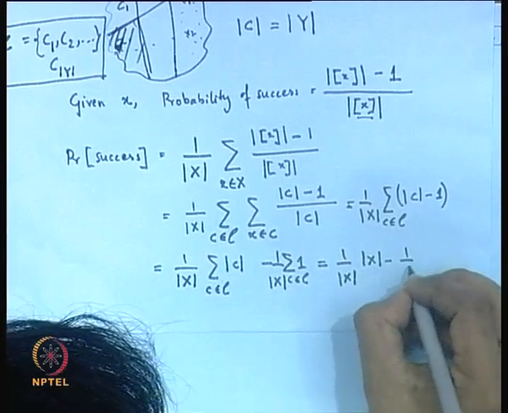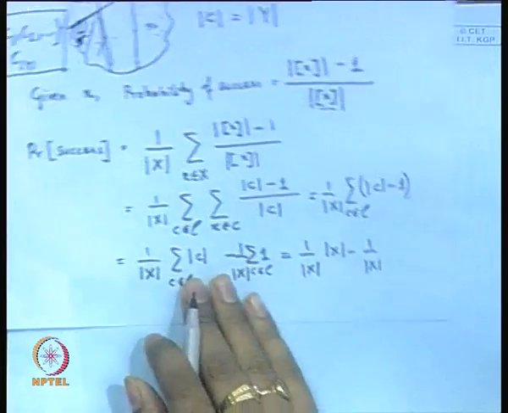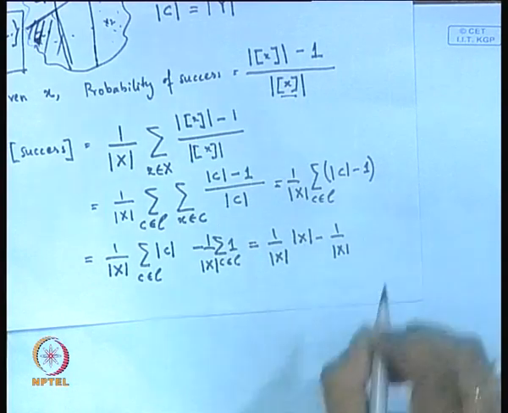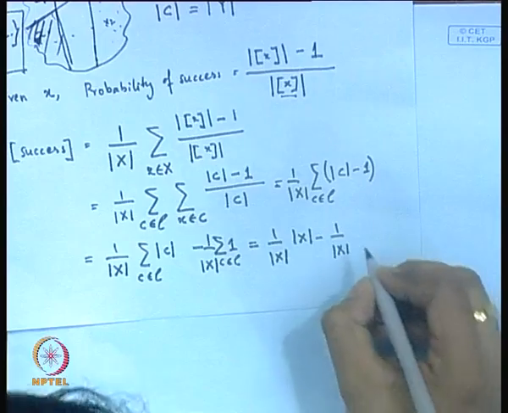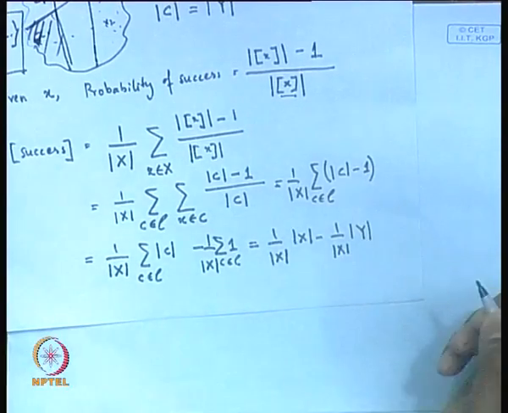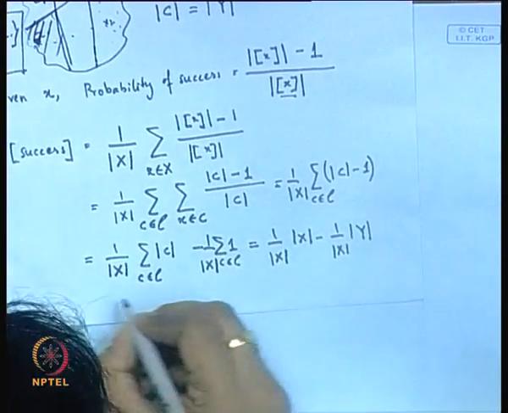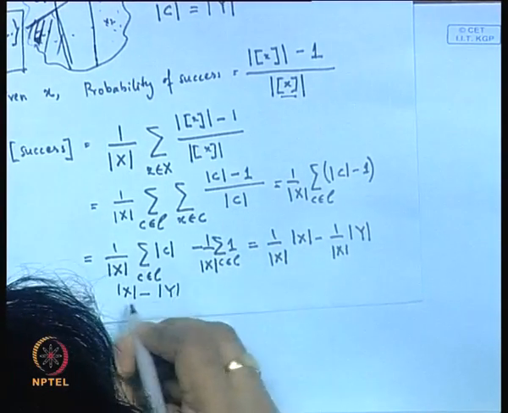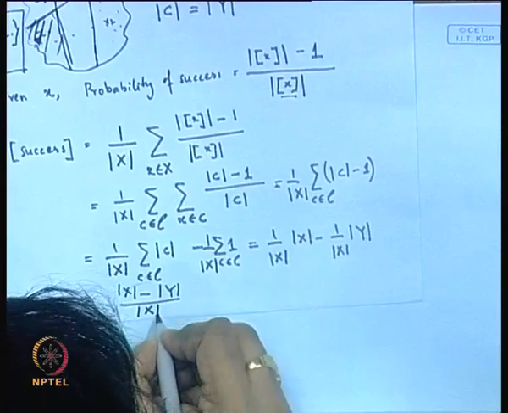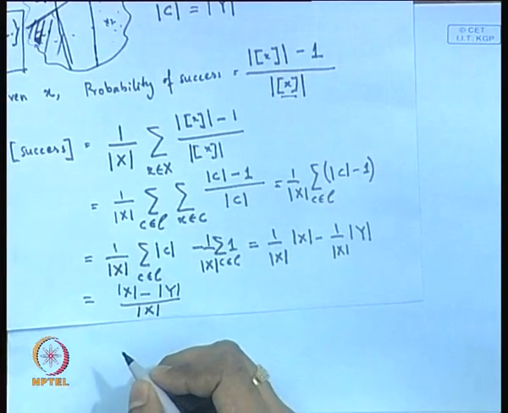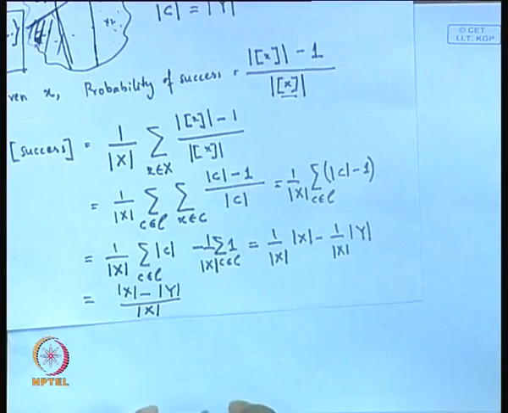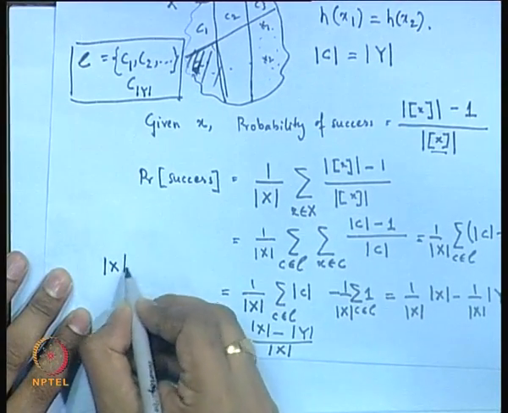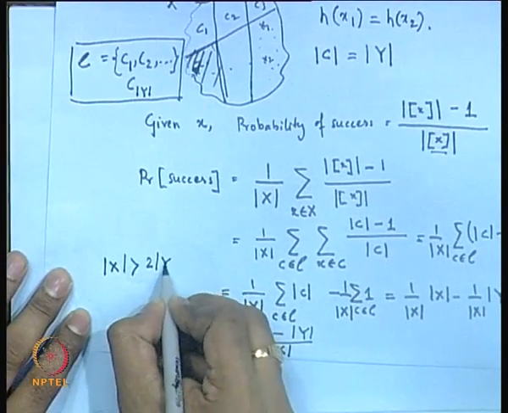And what does the second term compute to? Mod y. Mod y, because for each collection you are getting a 1, right? So this computes to mod y. So therefore this is nothing but mod of x minus mod of y divided by mod of x. So now you see that we have actually made one assumption in the theorem which says that mod of x is greater than twice of mod of y.